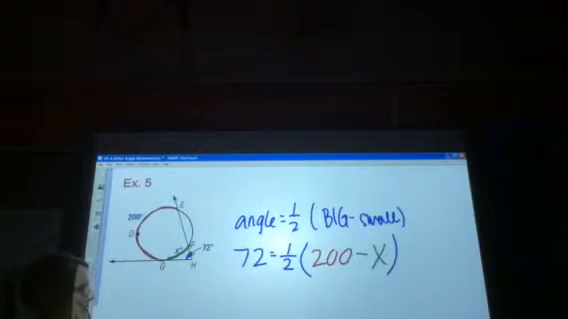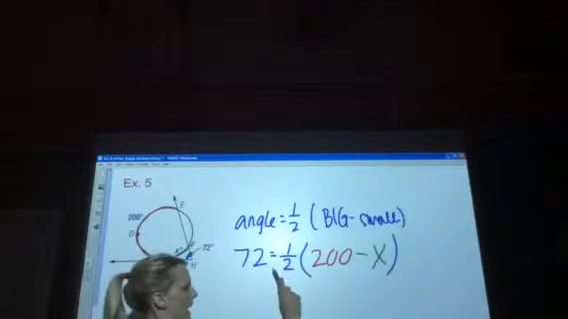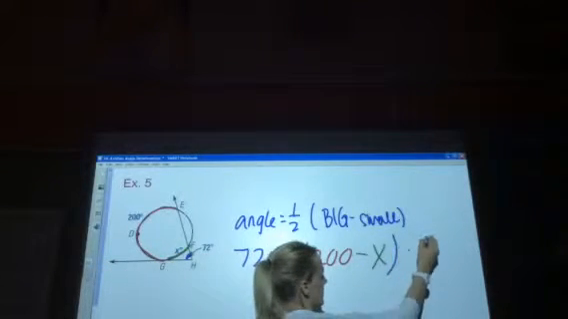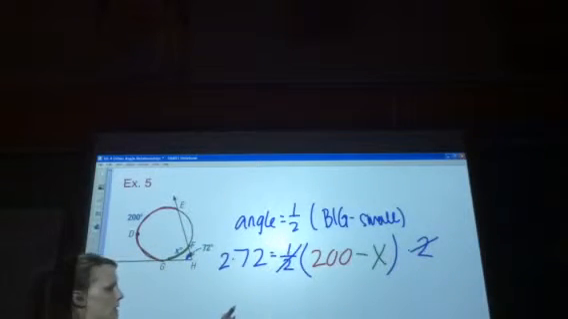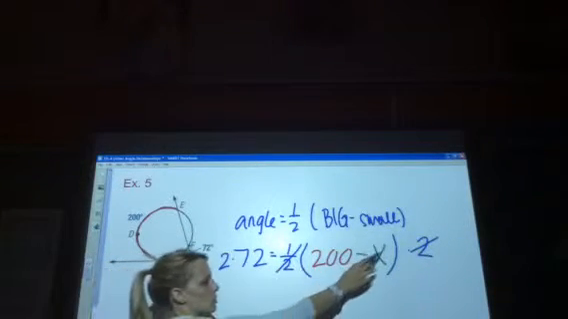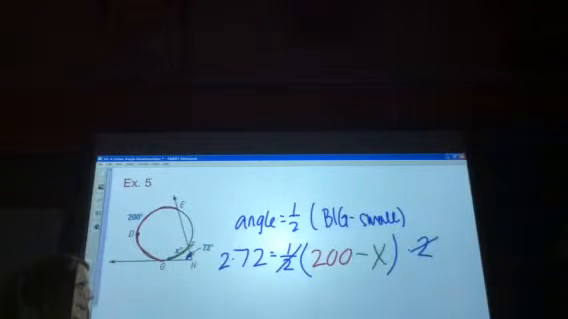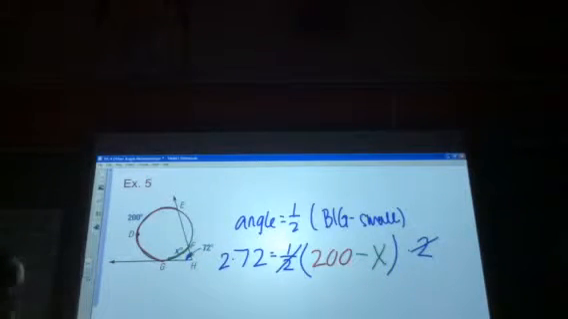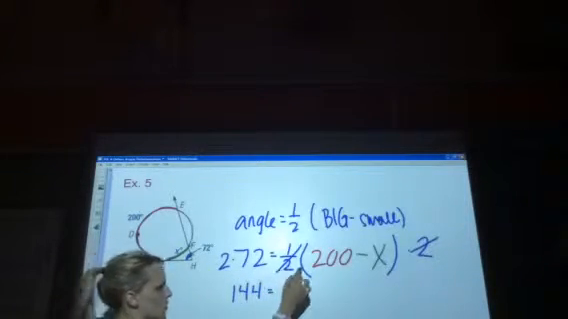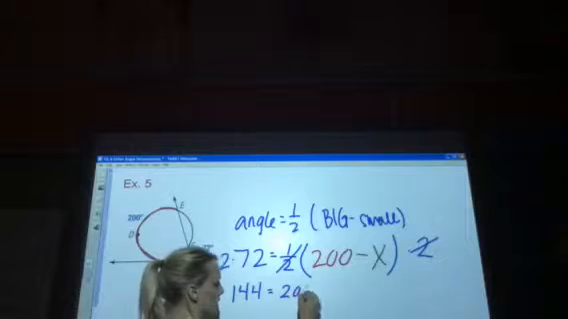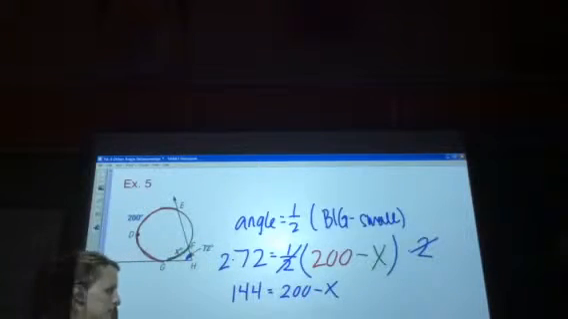And to solve this, again, I'm not going to distribute the 1/2. Instead, I'm going to multiply both sides by 2, which will cancel your fraction out. If you were to distribute, you would have gotten a fraction over here. So 2 times 72 is 144. And that's equal to what's left over here, 200 minus x.